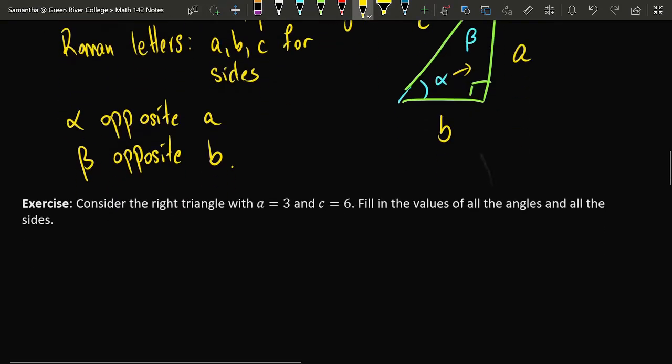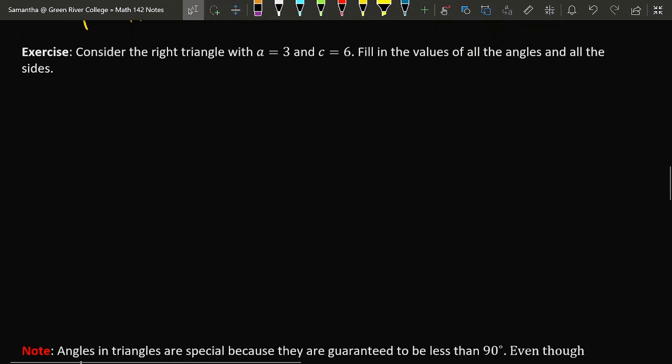For example, someone says, I'm thinking of a right triangle that has sides of length 3 for A and C is 6. The hypotenuse is length 6. So let's see if we can use just that data to fill in the values of all the angles and all the sides.